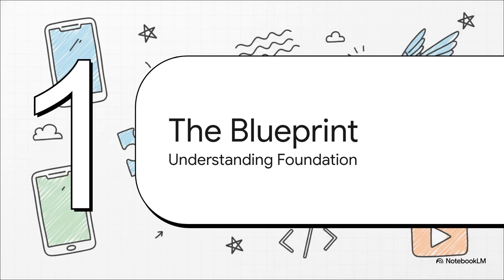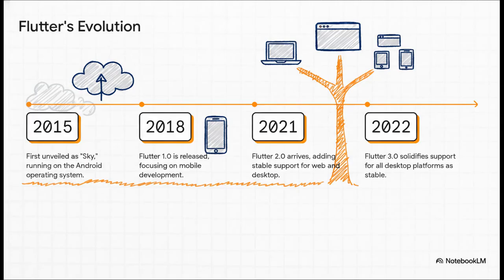We're going to lay down the foundation here and really get a handle on what Flutter is, where it came from, and what makes it tick. Flutter didn't just show up out of nowhere. It actually started way back in 2015 as this little experiment called Sky. From there, it had its big 1.0 launch in 2018, which was all about mobile, but it grew up fast. By 2022, with Flutter 3.0, it had become this true multi-platform powerhouse, really delivering on that whole build once, run anywhere promise.